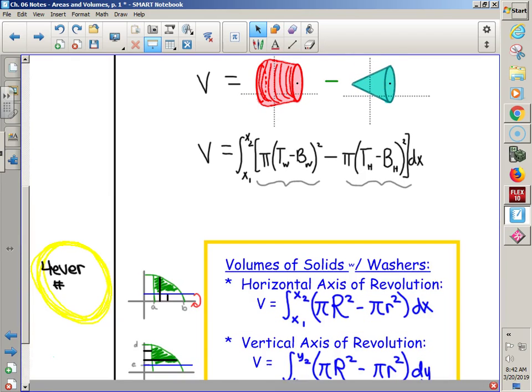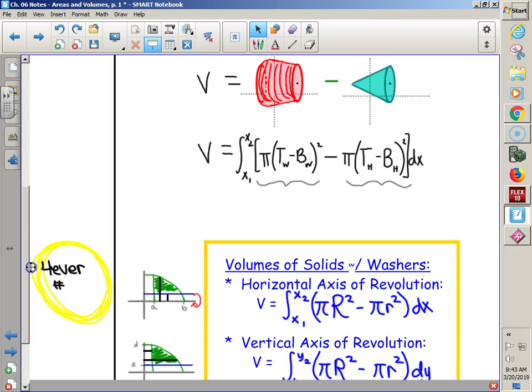And that gets us to our forever card, where it's not top minus bottom is the radius squared. No, it's big radius squared, pi, big R squared minus pi, little r squared. Pi whole radius squared minus pi hollow radius squared.